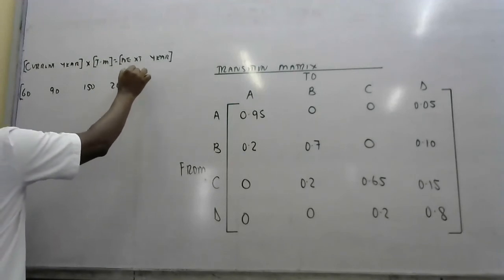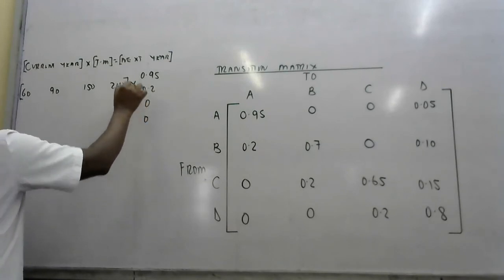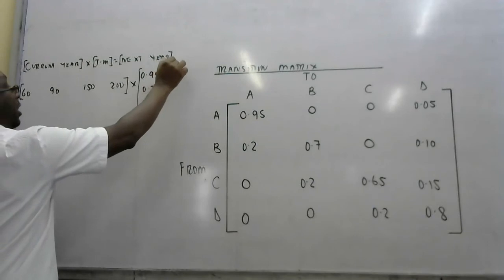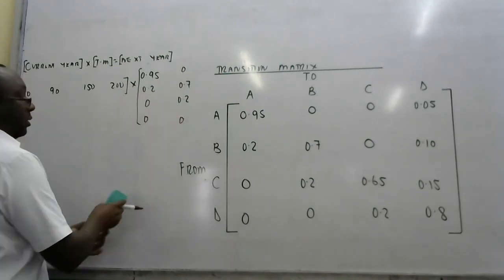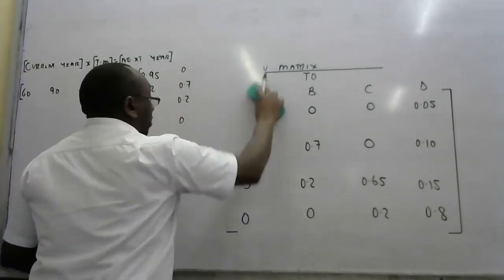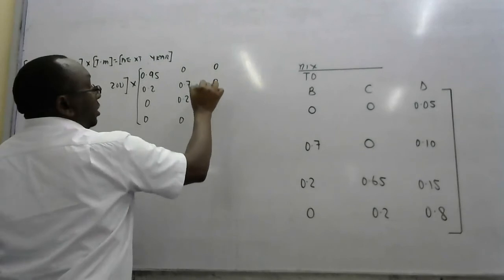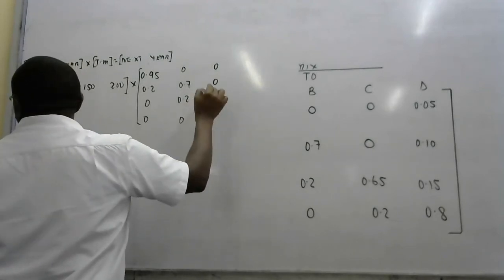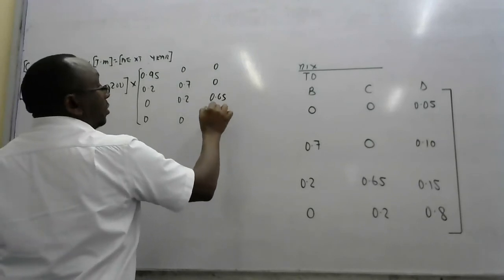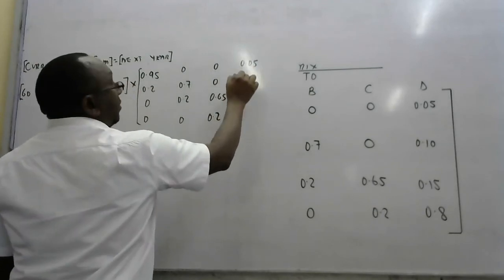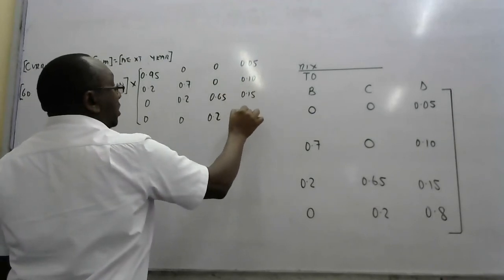So we are supposed to multiply now by the transition matrix: 0.95, 0.2, 0, 0, then 0.7, 0.2, and 0, then 0, 0, 0.65 and 0.2, then 0.05, 0.1, 0.15, and 0.8.